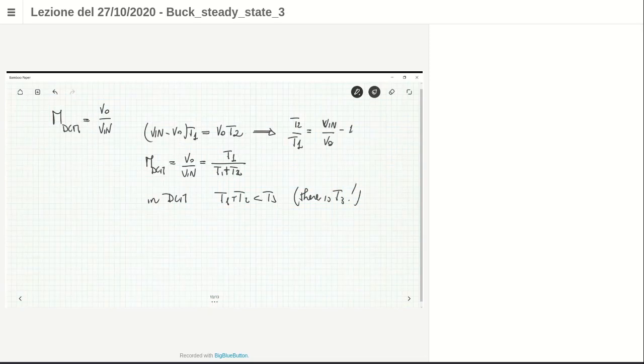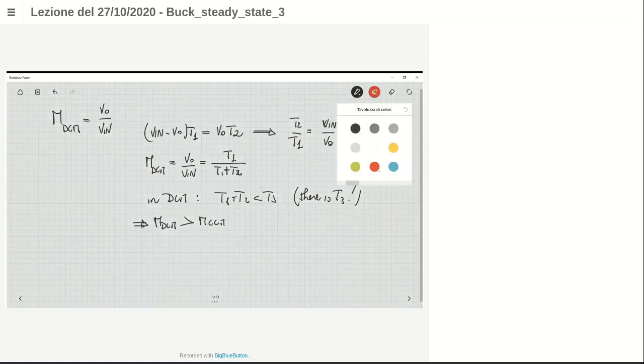Okay? So what does it mean? That since in DCM T1 plus T2 is less than Ts, M DCM is higher than M CCM, because the denominator is less in DCM with respect to CCM. This leads as a first consideration. Okay, if you want to consider this fact, the conversion ratio in DCM is higher. So the conversion ratio in DCM is higher means that for the same input voltage, the output voltage is higher. Okay, this is for sure.